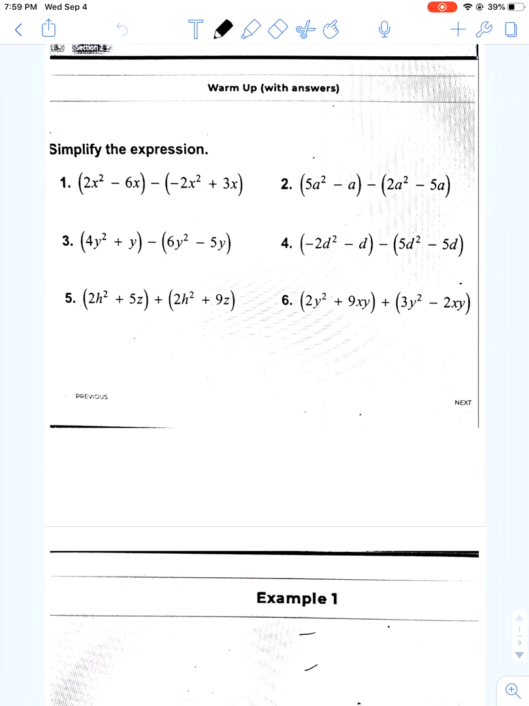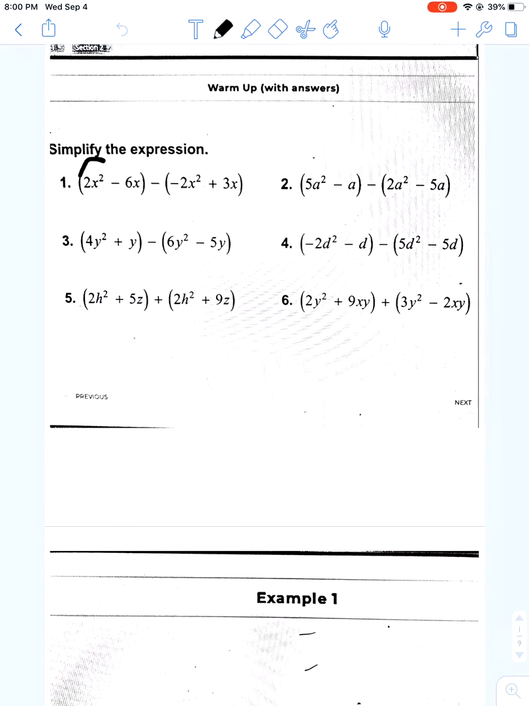Hello guys, today we're going to be looking at section 1.2 from Algebra 1. What we need to be able to do here is combine some like terms and maybe do a little bit of distributing. So if we look here at our warm-up, what are some like terms?